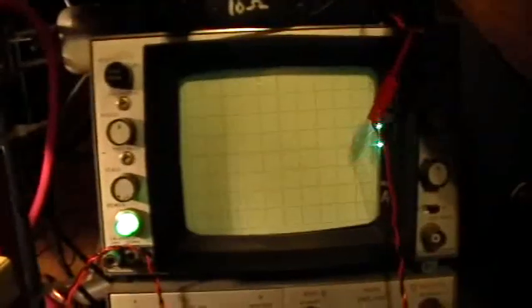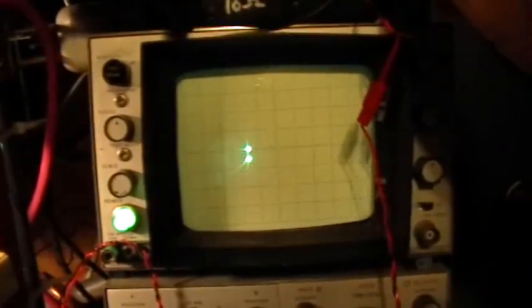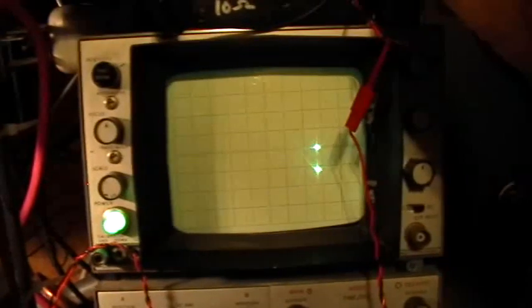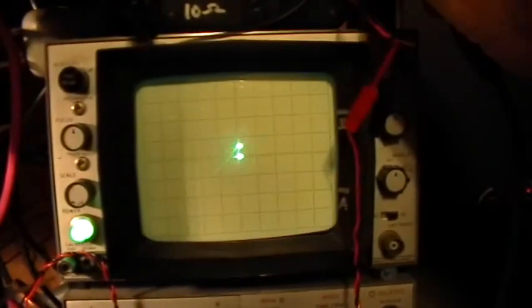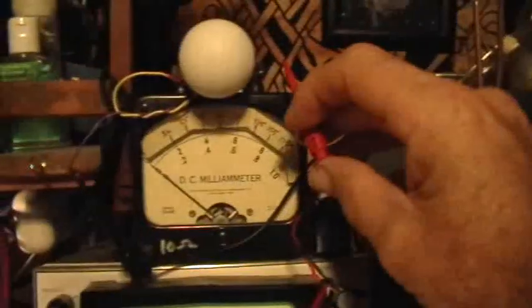And I can prove that to you just by unplugging the LED. Now you can see that there's a nice symmetrical plus or minus 6 volts on that sine wave, right? Okay, now I'm going to hook the LED back in.